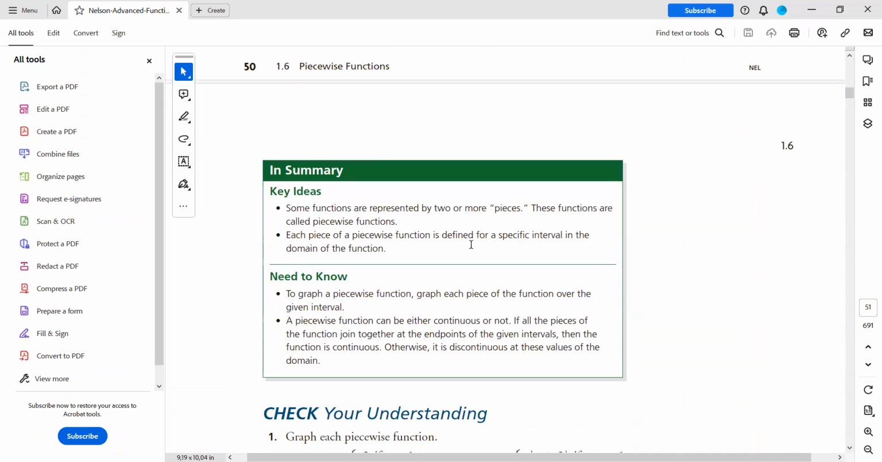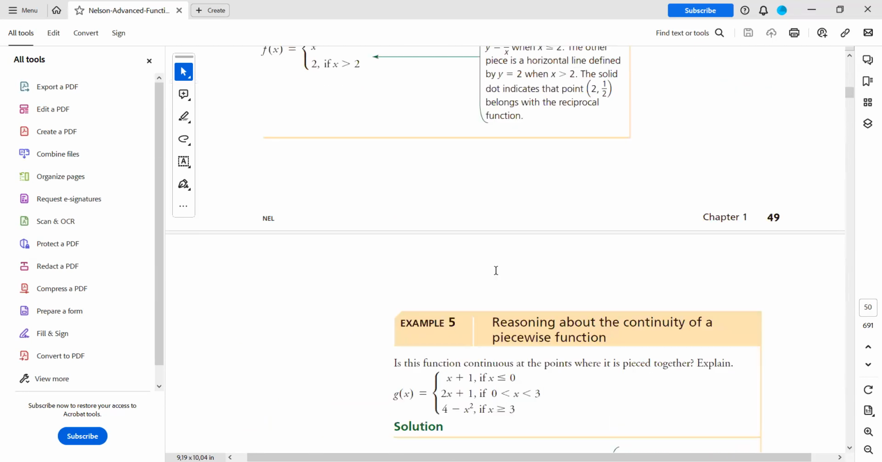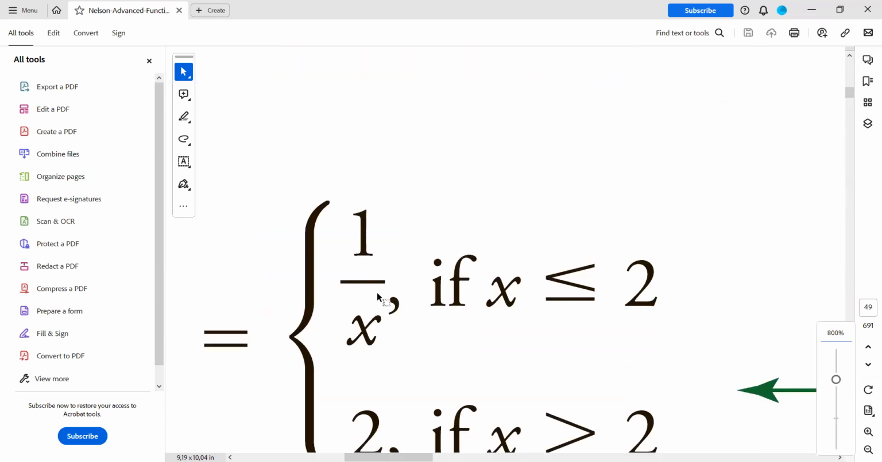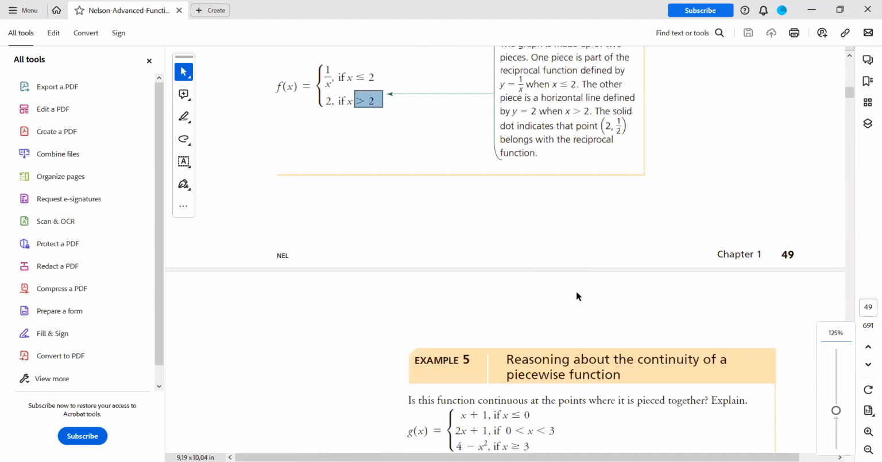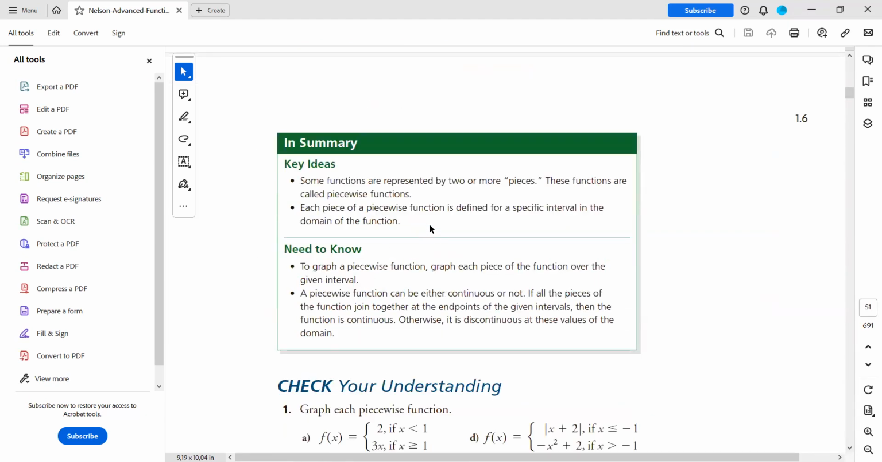Some functions are represented by two or more pieces. These functions are called piecewise functions. Each piece of the piecewise function is defined for a specific interval in the domain of the function. That's important. Here, this function is defined as 1 over x for x less than or equal to 2, and as 2 for x greater than 2. This is an example of how it's defined in the domain.